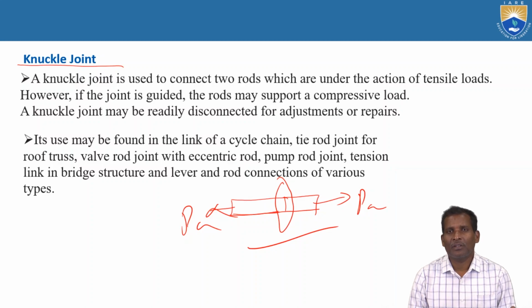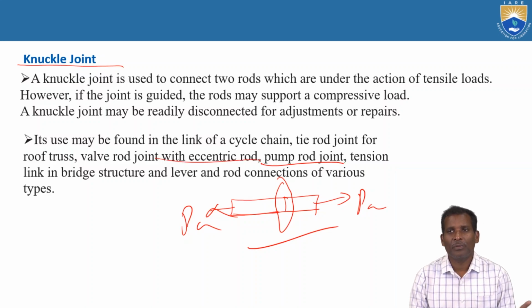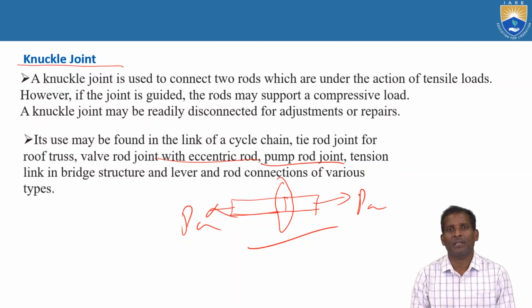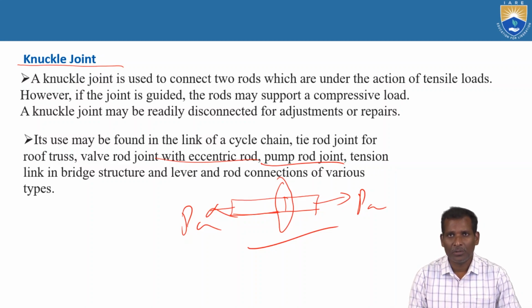Examples of knuckle joints: our cycle chain, and the tie rod joint for roof trusses. In automobile engines, the eccentric rod and valve rod joint, and the pump rod joint. In bridge structures, the tension link, and lever and rod connections for various types of applications. I will show you the diagram of the knuckle joint.